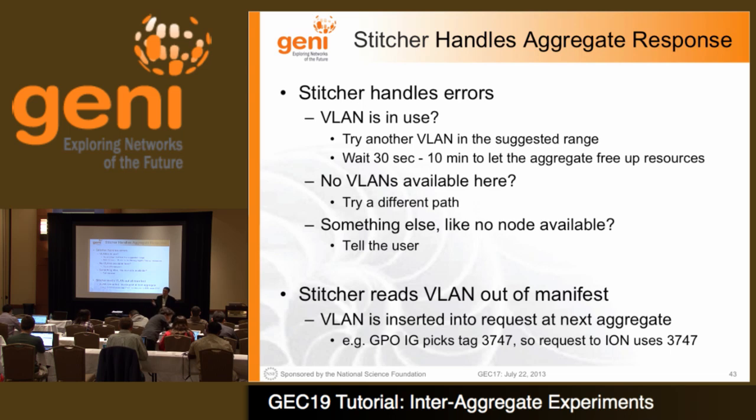And at some point, it might run out of tags, in which case it will go back to the stitching computation service and say, is there any other way to get from aggregate A to aggregate C? Because I can't get there this way. And then there may be answers, depending on if you're going through ProtoGENI Utah, for example, that has a lot of connectivity to the internet too. There may be alternatives that it can use.